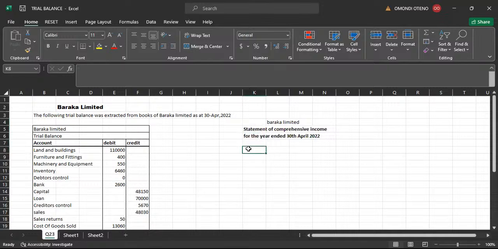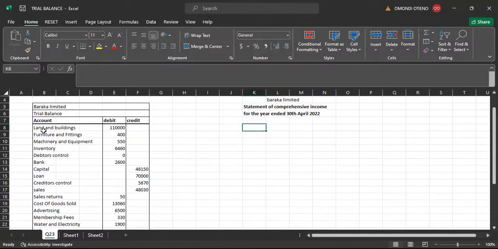Now, when we are going to prepare our statement of comprehensive income, we need to know what are the items that you're going to have here. The first thing that we should look for, is there someone who can help us to identify? So let's just analyze this first. We have land and buildings. So land and buildings, if it is given at cost, we expect something called accumulated depreciation or depreciation expense for the current year so that we get the net book value. We have fixtures and fittings, that is non-current asset. Machinery and equipment, non-current assets. Inventory is a current asset.